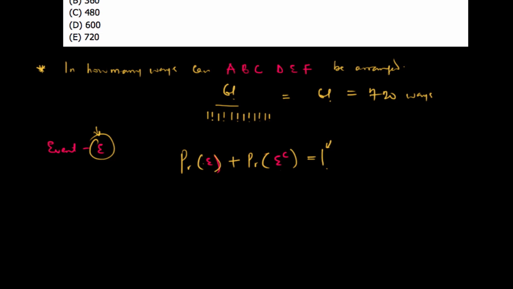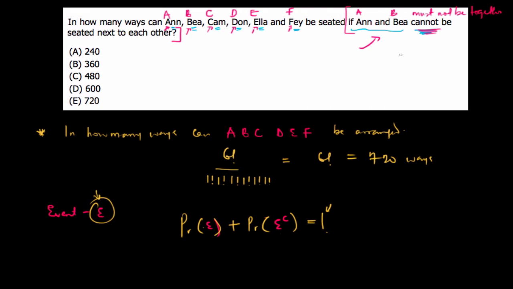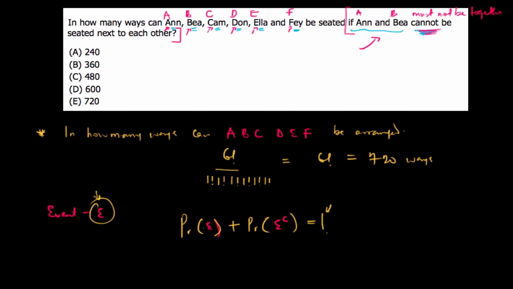Now let's go back to the question. What we have here is, it says find the number of ways of arranging A, B, C, D, E, F if A, B must not be together. So there are 2 things happening here.